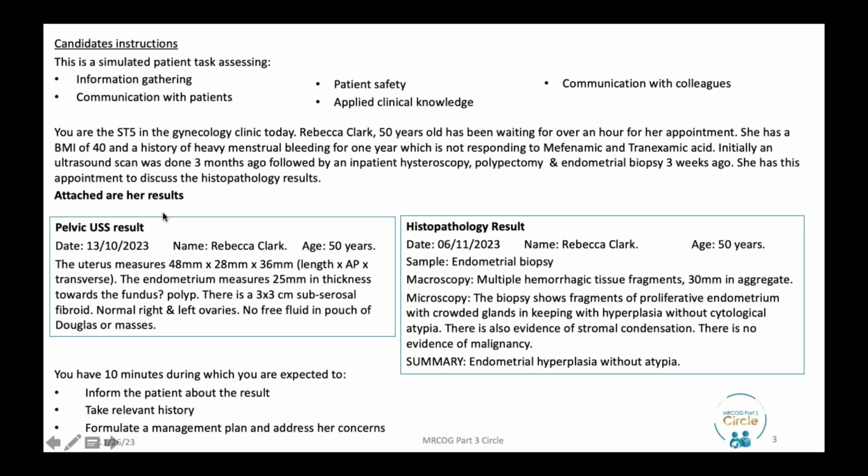I understand that you had heavy bleeding and you were taking medication. It didn't work. Then you had an ultrasound scan. It showed this and this. After that, you had a procedure. It showed, and you're here to discuss the results. Am I right? Now, that's a way in which some candidates would prefer to do it, but I wouldn't. It's not wrong, but I wouldn't advise it, okay?